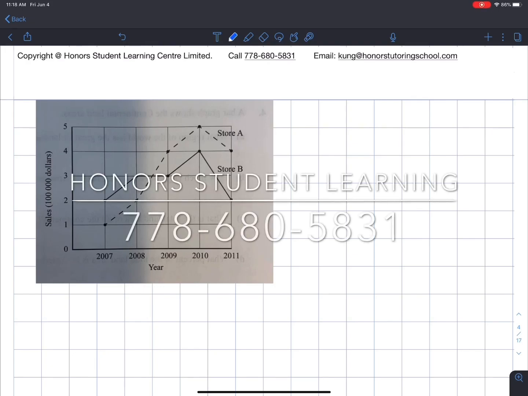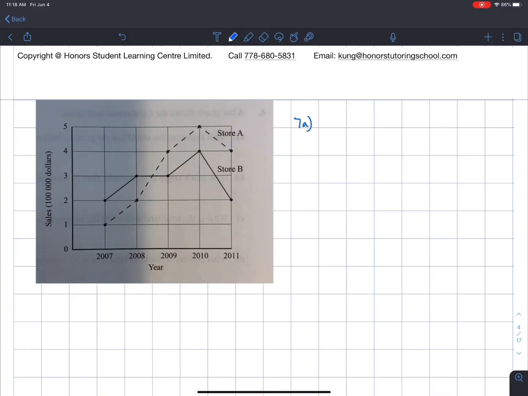Okay, moving on to question 7A. Which store had a higher sale in 2009? This is 2009. Store B did $300,000 in sales and store A did 400,000. So store A had a higher sale in 2009.